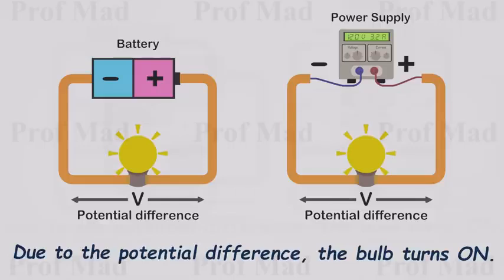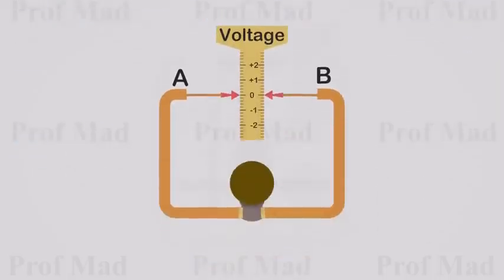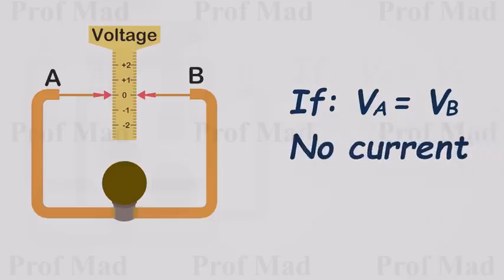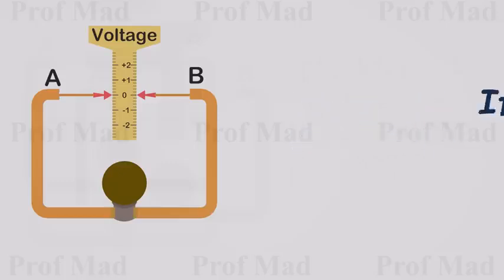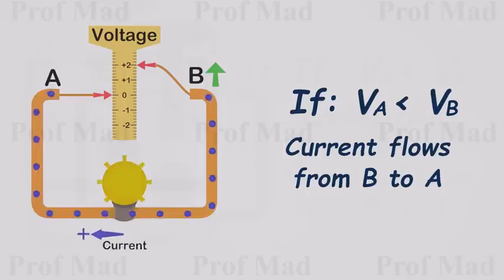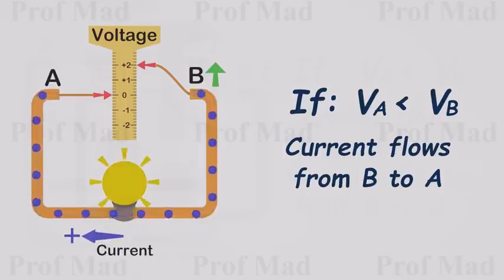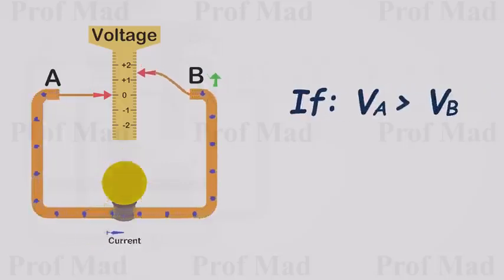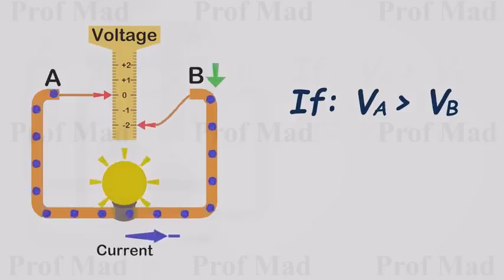Let's represent the voltages at the two ends of the circuit using a scale like this. When the voltage is equal on both sides, A and B, the light will not turn on because no current flows. Let's set the A end to 0 volts and increase the voltage at the B end. If the voltage at B exceeds that of A, current will flow from B to A. Conversely, if the voltage at B drops below that of A, current will flow from A to B.